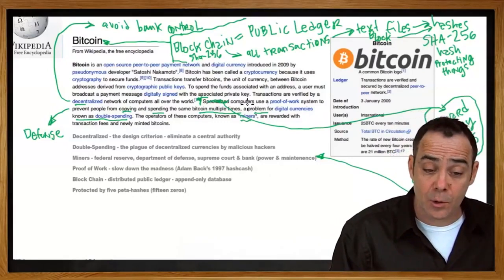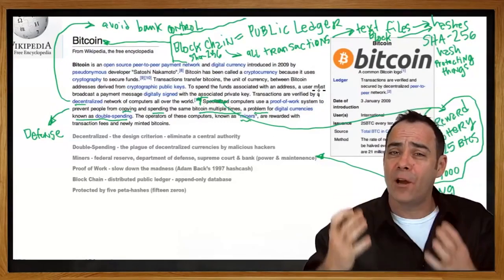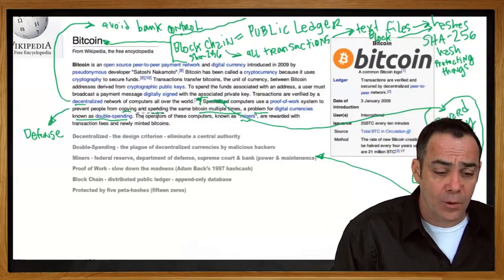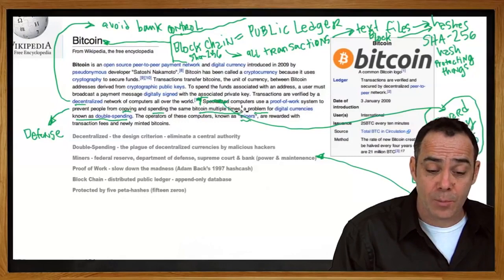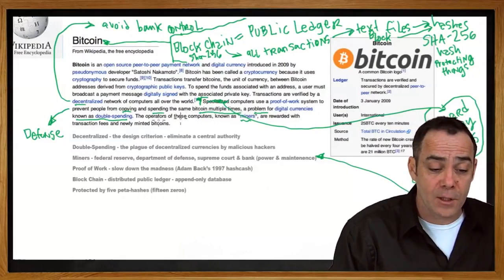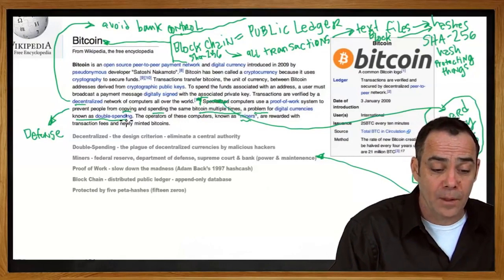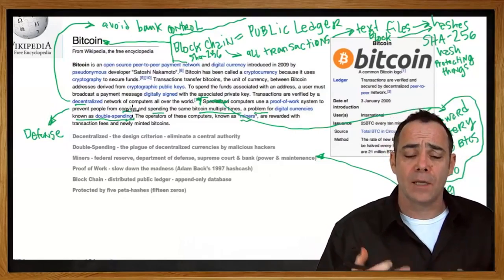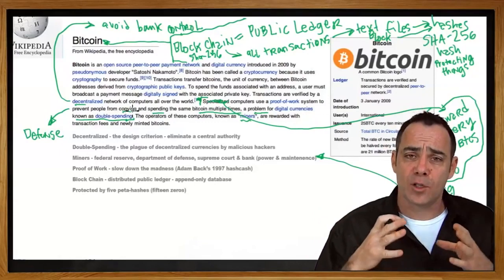But you can still use your computer, run the proof of work system, and verify transactions and feel like you're contributing to the Bitcoin network, okay? And preventing people from double spending. Now, it says this is a problem for digital currencies known as double spending. Well, the dollar, for the most part these days, is digital. Okay, and banks prevent double spending by just keeping their ledger central.